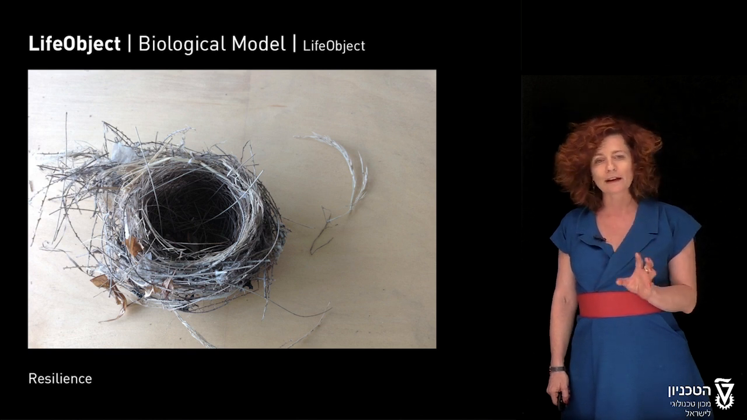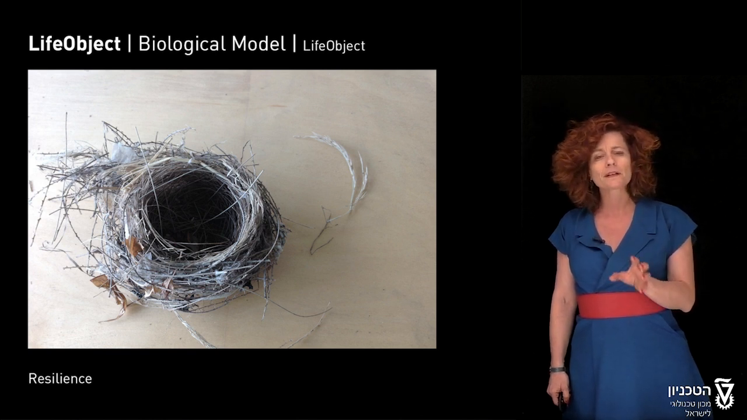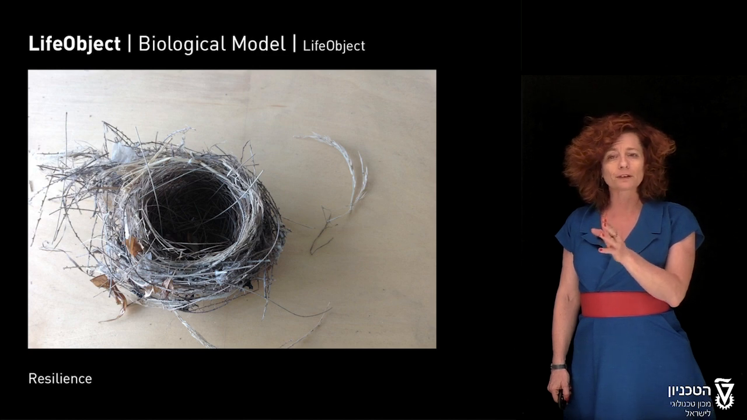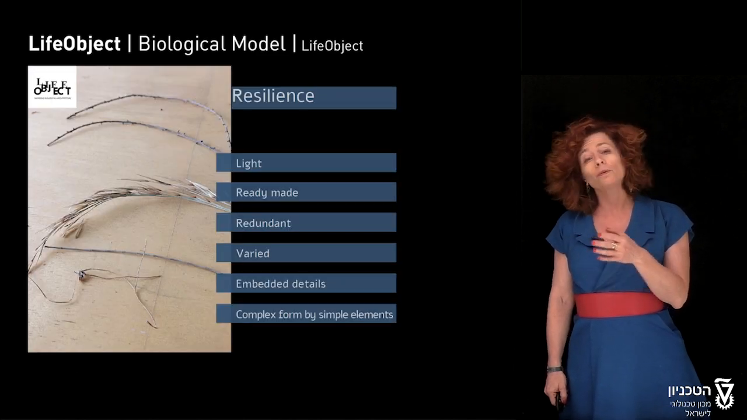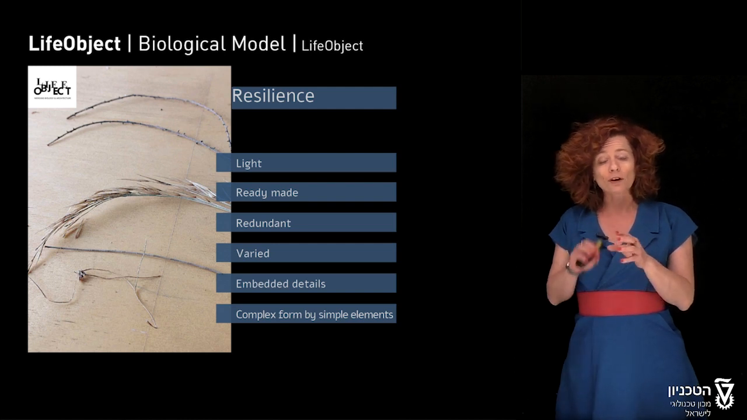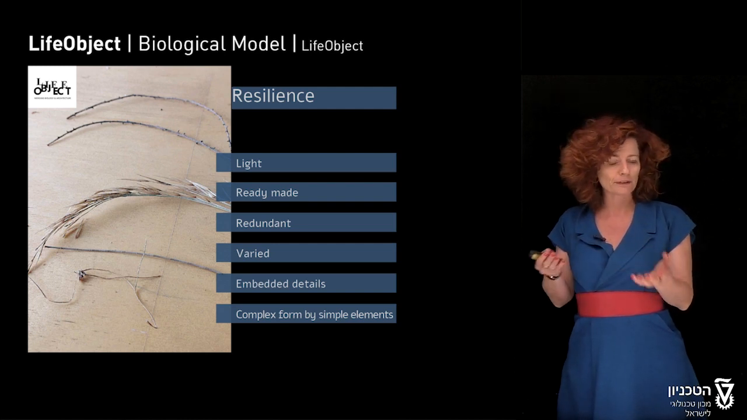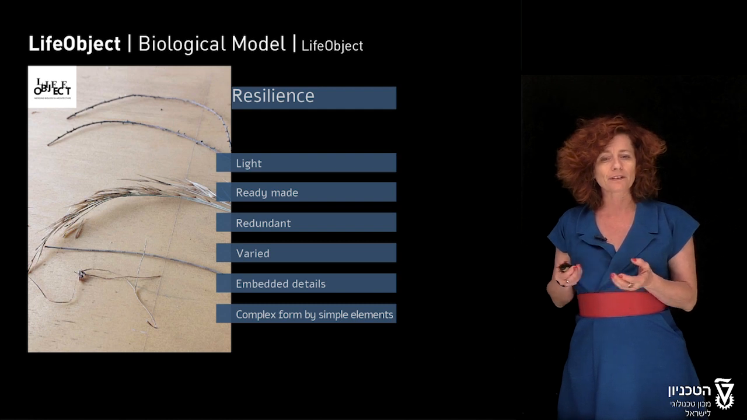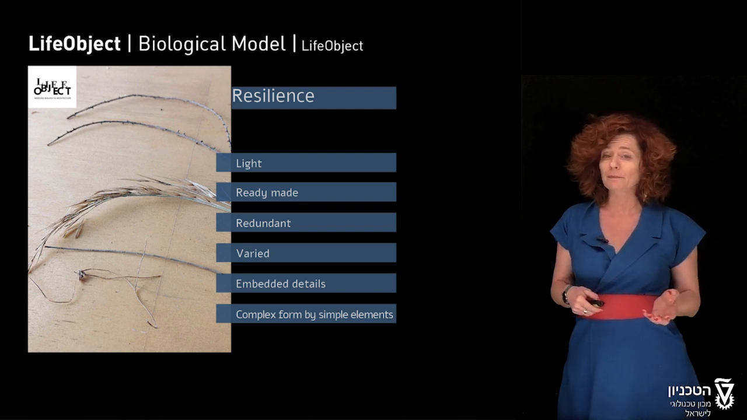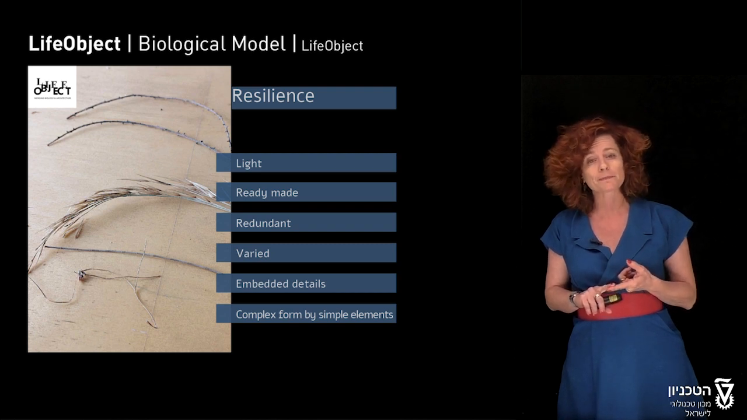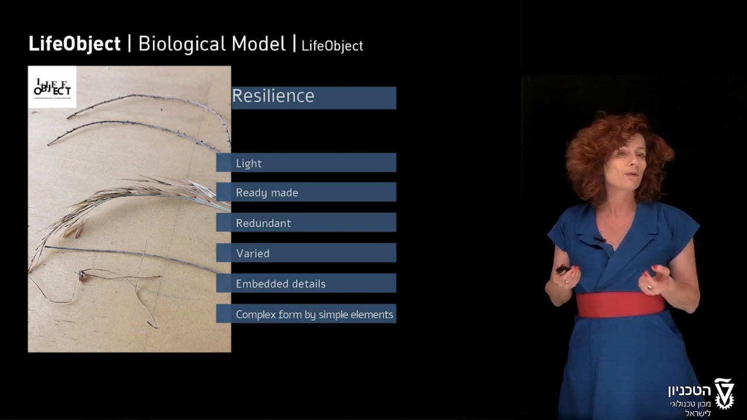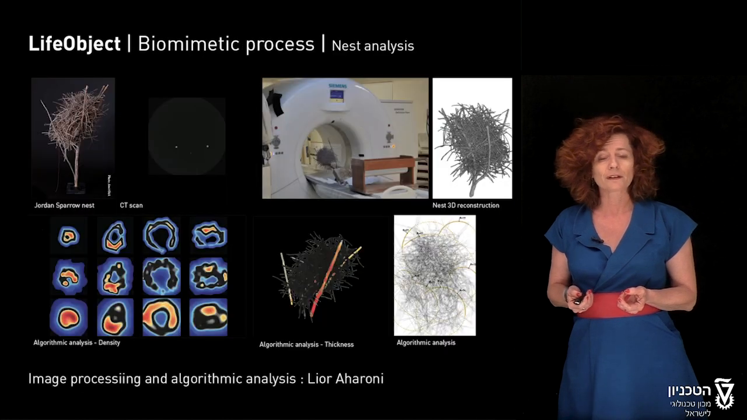With no scaffolding, machinery, or molds, the bird creates this double curved complex shape with no glue or joints involved. So a complex shape made out of found elements, ready-made, that are very light and protective at the same time. And there are embedded details in these elements because there are no joints or glues involved.